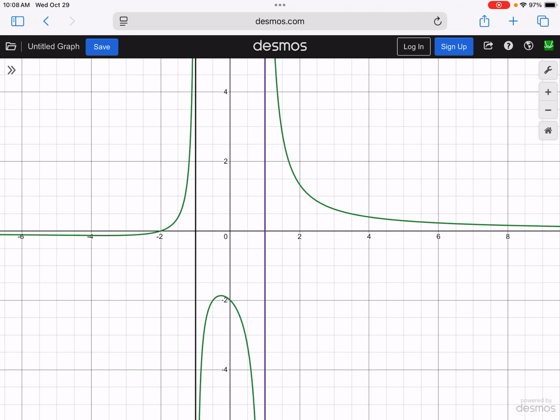So these two numbers are not in the domain, but all numbers on the left of negative 1, in between negative 1 and positive 1, and every number on the right of 1 are in the domain. That's how we can find the domain of a function. So if you have a vertical asymptote for any graph, those vertical asymptotes are not in the domain for the function.